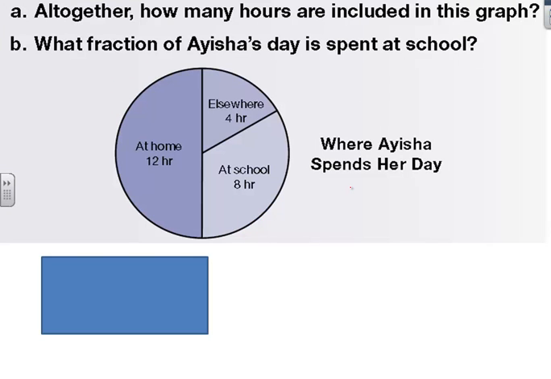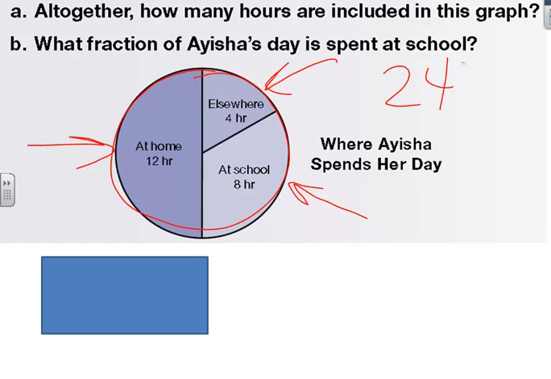All right, let's look at this pie chart. First of all, let's look at how it's labeled. These are how this young lady spends her day. Aisha spends 12 hours at home. She spends 8 hours in school, and she spends 4 hours someplace else. Those all added together equal 24 hours. And that's how many hours there are in a day.